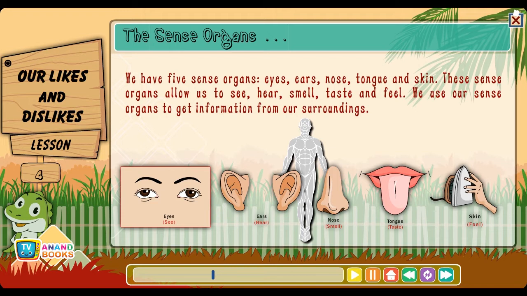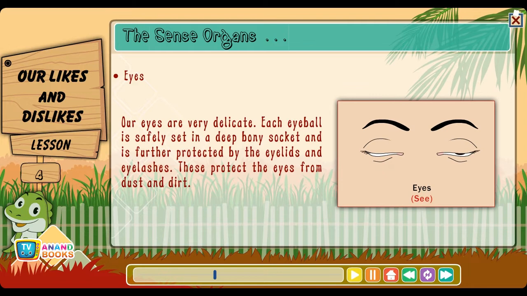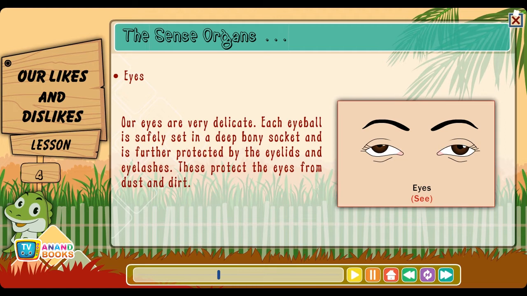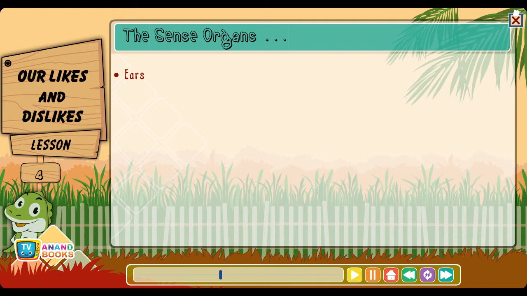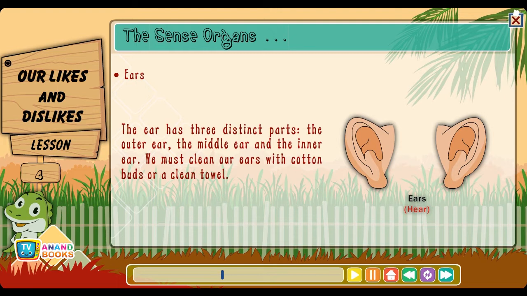Eyes. Our eyes are very delicate. Each eyeball is safely set in a deep, bony socket and is further protected by the eyelids and eyelashes. These protect the eyes from dust and dirt. Ears. The ear has three distinct parts: the outer ear, the middle ear, and the inner ear. We must clean our ears with cotton buds or a clean towel.